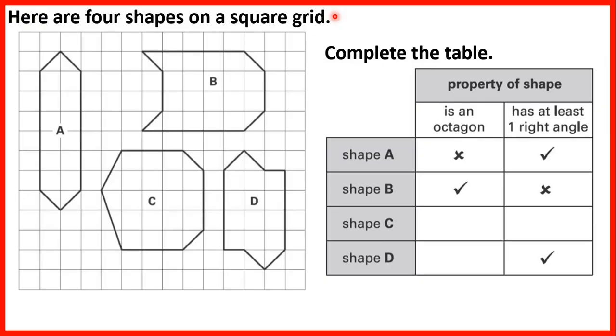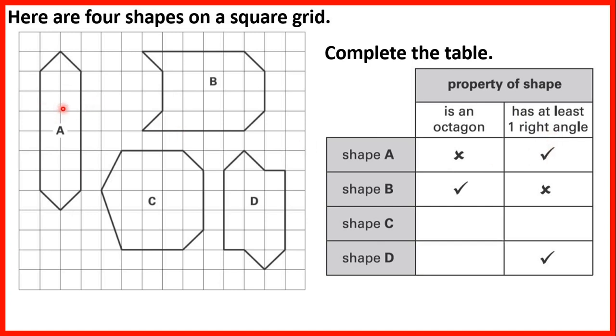Here are 4 shapes on a square grid. Complete the table. So we have as property of shape is an octagon and has at least one right angle. And 2 of these shapes have been done for us. So shape A is not an octagon because remember, an octagon has 8 sides and shape A only has 6 sides. But shape A does have at least one right angle.